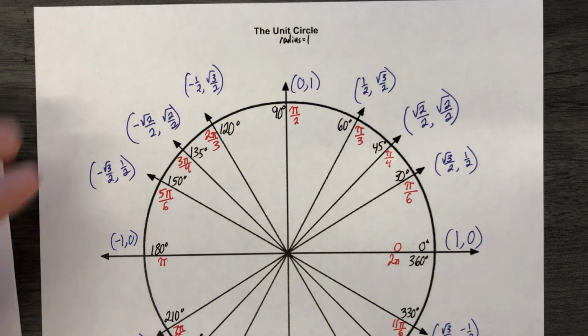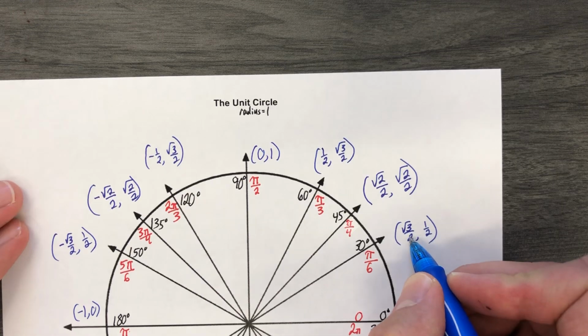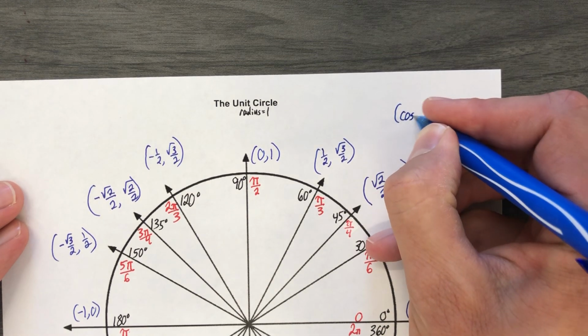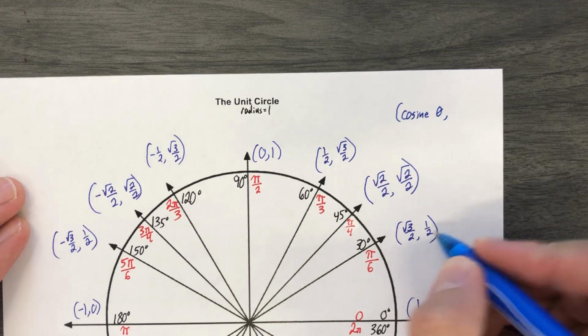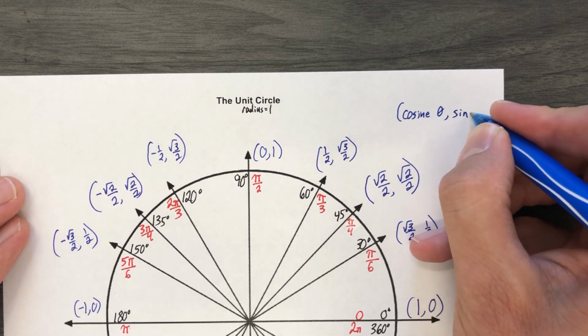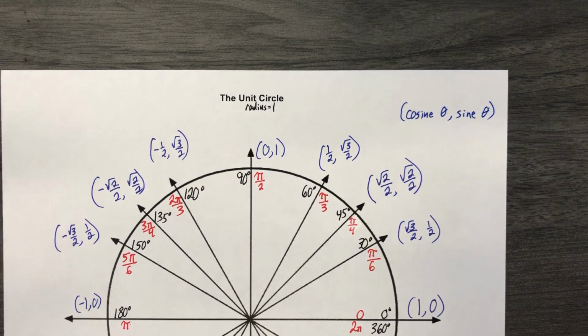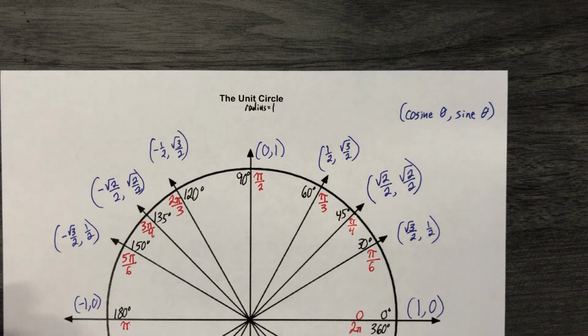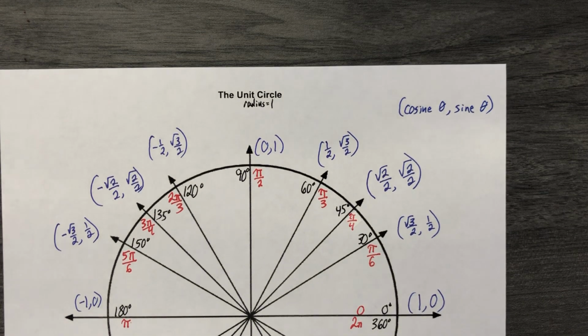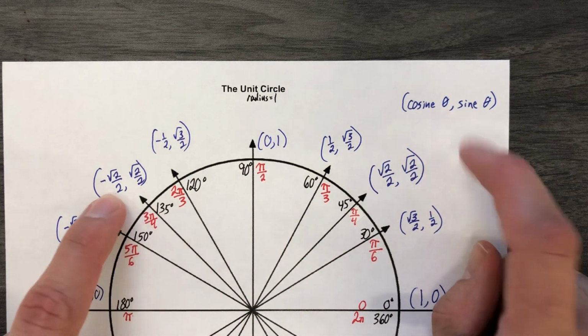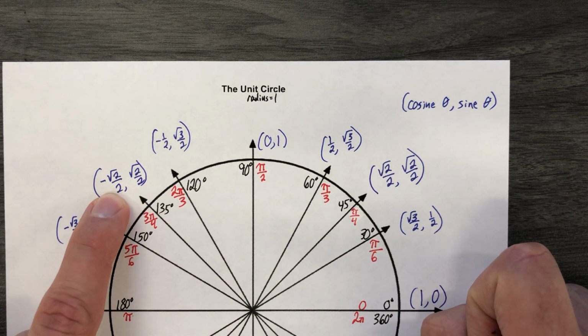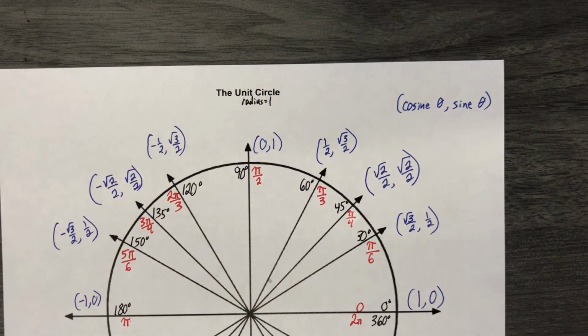Big idea. The x coordinate is the cosine of your angle, and the y coordinate is the sine of your angle. So if I ever say, what's the cosine of 135 degrees? I said cosine, you're thinking x value. I said 135, negative square root of 2 over 2. That's it, right? Well, there's one more.